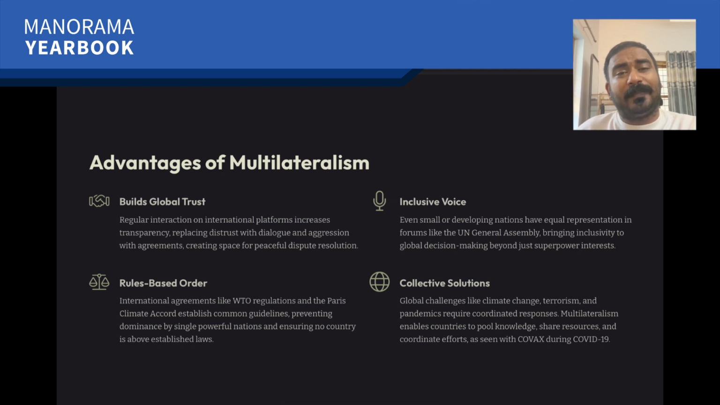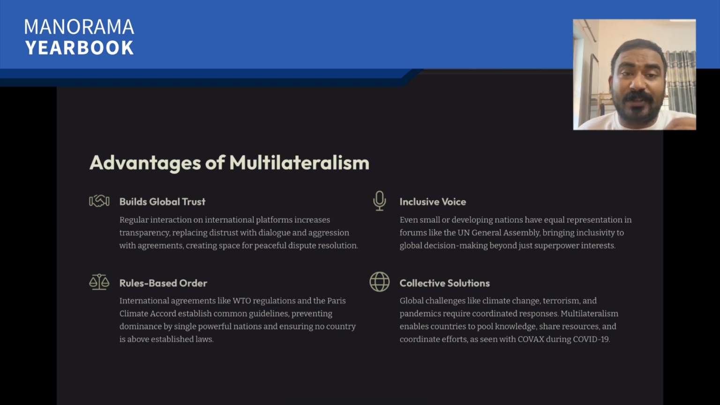Let's now explore both sides of this coin. So, what are the advantages of multilateralism? The first important advantage is that it builds global trust and reduces conflict. When countries interact regularly on an international platform, it increases transparency and dialogue and replaces distrust. Agreement replaces aggression, and it creates a diplomatic space to solve disputes peacefully instead of through war.